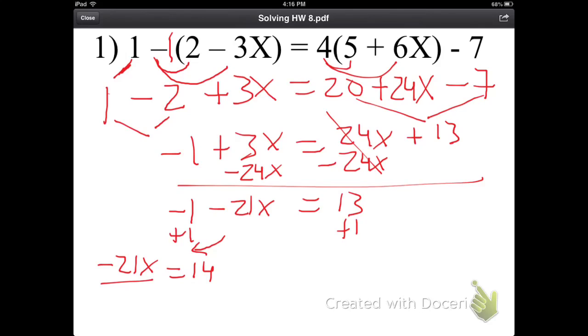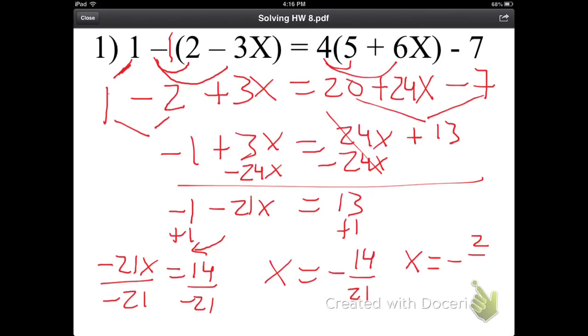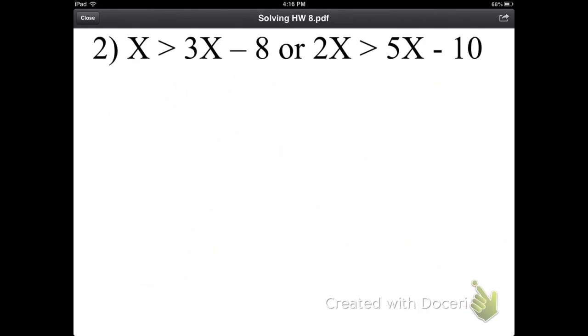All you have to do now is divide by the -21. Divide by -21, and you got x equals -14 over 21. If you notice, 14 and 21 are both divisible by 7. So if you want to reduce it, you can, to make it 2 over 3. Because 14 divided by 7 is 2, and 21 divided by 7 is 3. So now we got our answer of x is equal to -2/3.